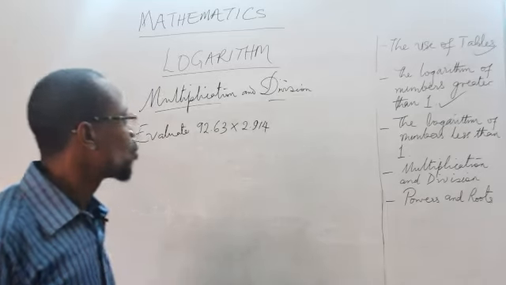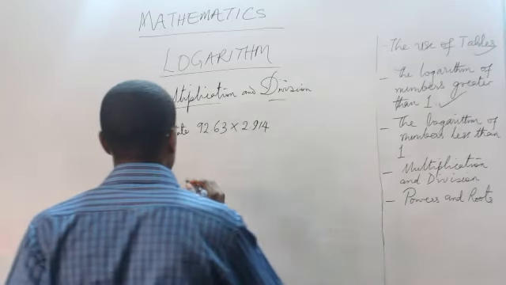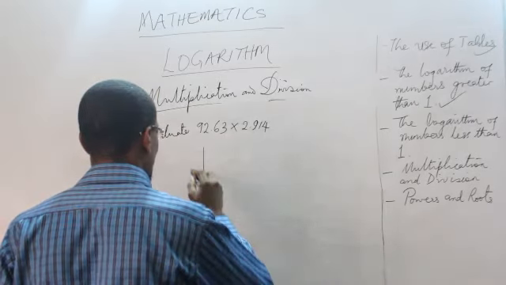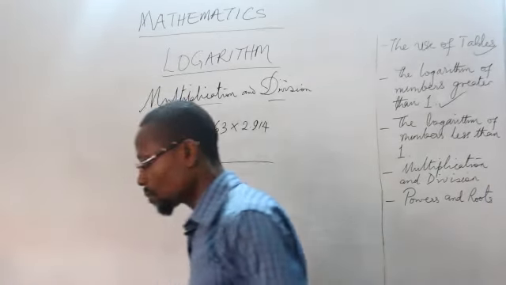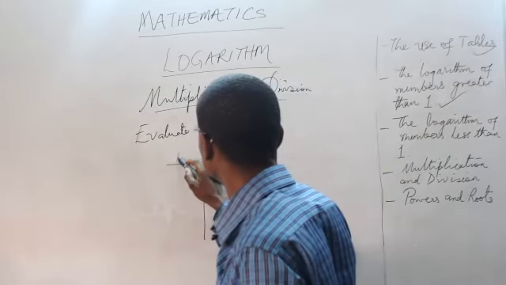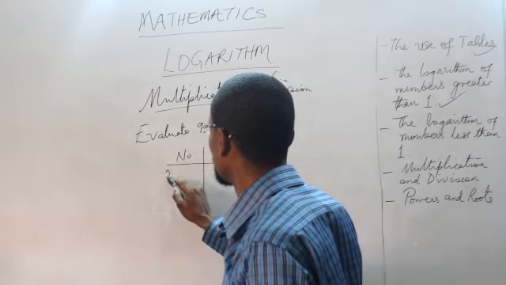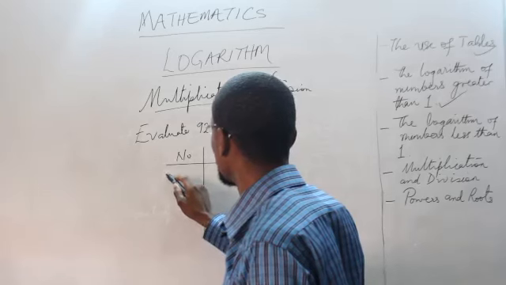Simple rule. So we have 2 numbers here to evaluate. So simply, we have our numbers. The first number is 92.63.